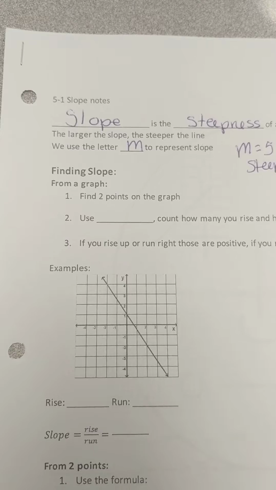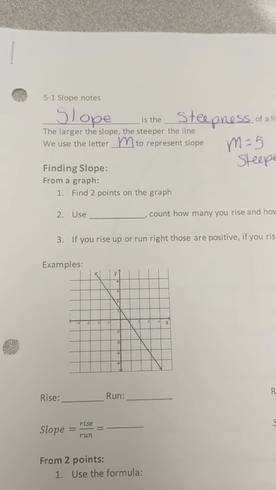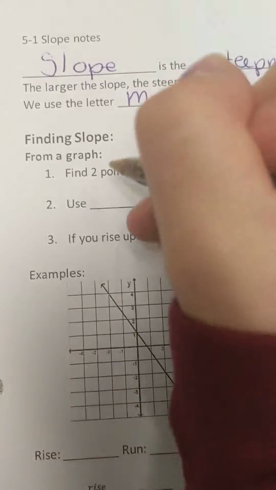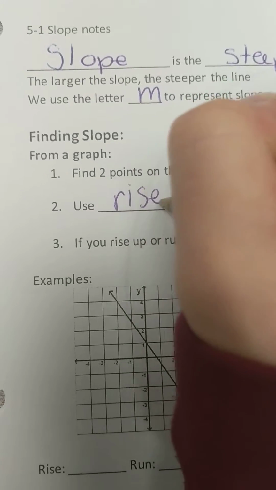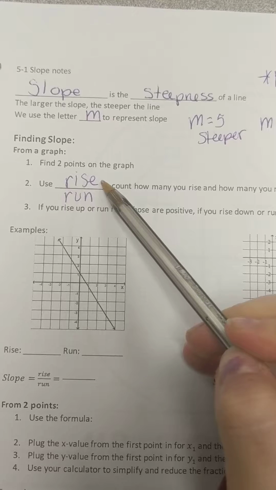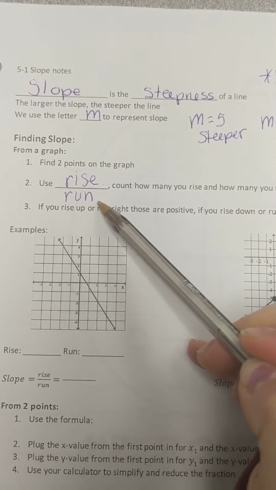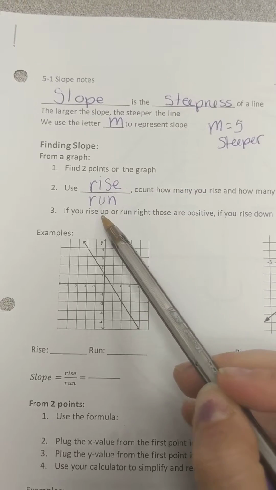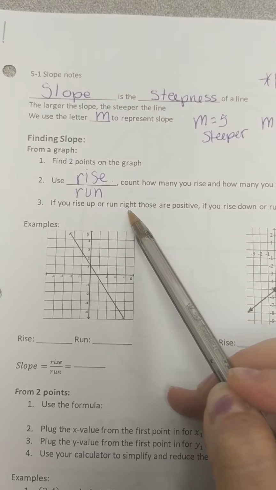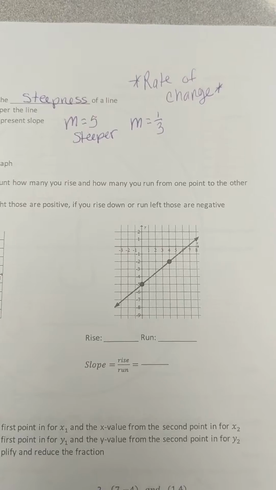Okay, so you're going to be given a graph. You need to locate 2 points on that graph, and we'll talk about what that means exactly in a second. Once you have those 2 points, you're going to use rise over run. So that means you're going to count how many you rise, up or down, and then how many you run, left or right. If you rise up, or if you run right, those are going to give you positive numbers. If you rise down or if you run left, those will give you negative numbers.